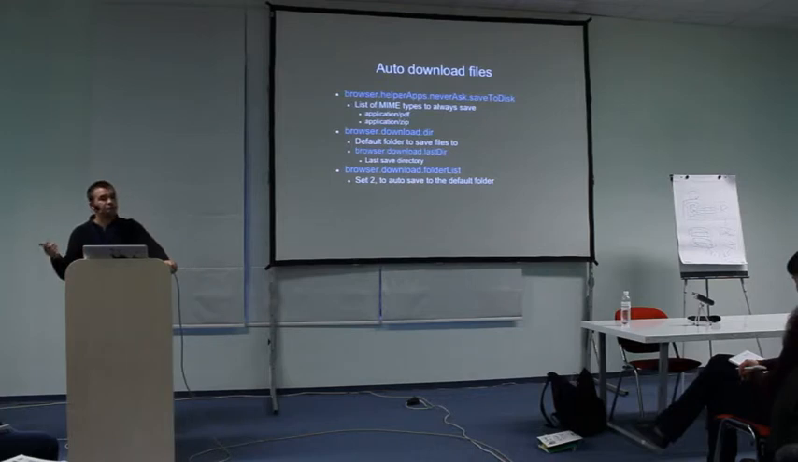The downloader is the location where you want the files to be saved, some temp directory, and the folder list is basically telling Firefox, hey, use whatever is the default setting instead of giving a pop-up asking the question, where do you want to save it? So that really helps when you have to download 20 PDFs all at the same time.